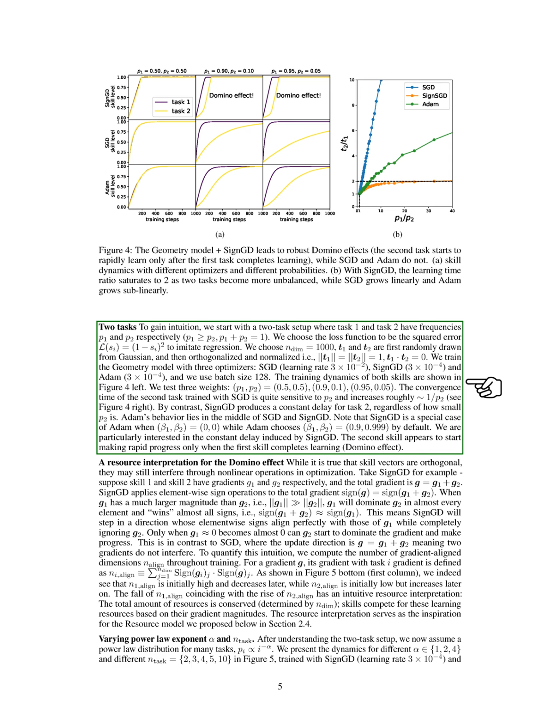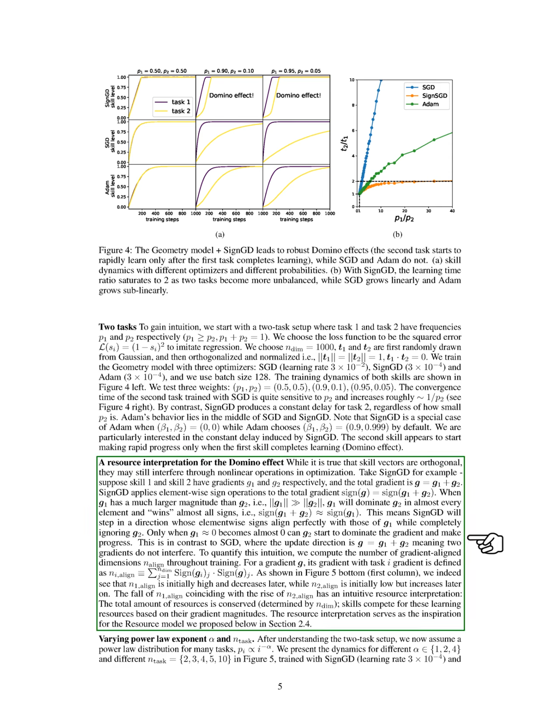We are particularly intrigued by the constant delay from SignGD, where the second skill only progresses after the first skill has finished learning, illustrating the domino effect. We interpret this effect through resource competition. Even though skill vectors are orthogonal, they can still interfere during optimization.